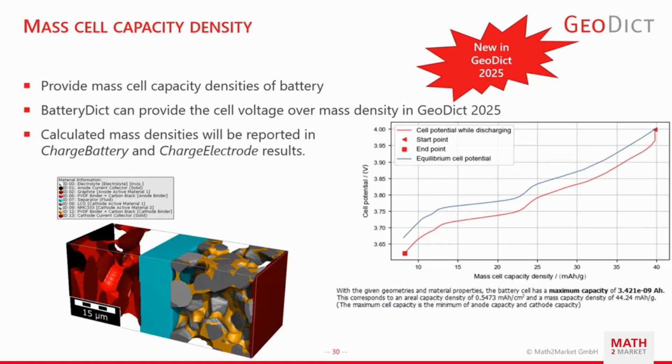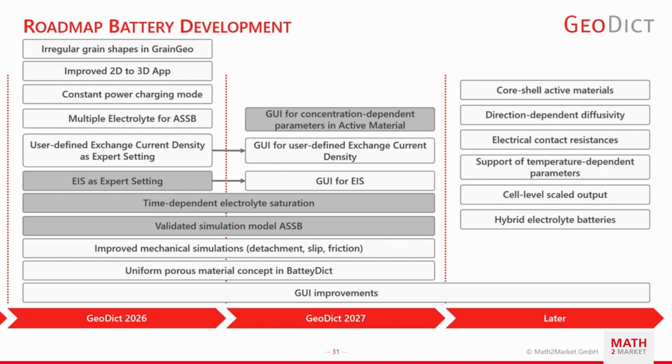And we improved the output. So if you enter all the mass densities of your materials, then you can get the cell potential curve also as a function of the mass cell capacity, which is useful if you want to compare it with experimental data. And with this, I want to end my talk with a short outlook, what we plan to do next.